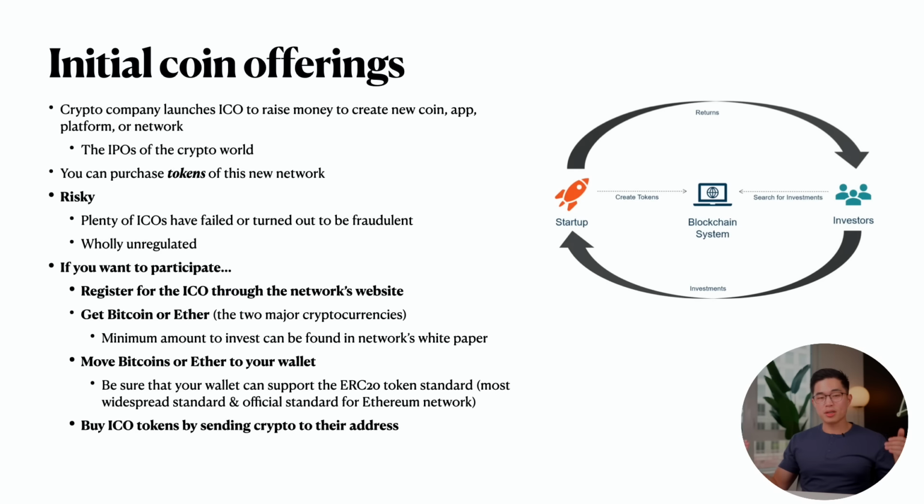Since crypto is such an unregulated space, there have been many failed ICOs as well as fraudulent ICOs. But if you do want to take a shot and take a gamble, you can basically register for the ICO through the network's website. You'll move your Bitcoins or Ether to the wallet, and then you're going to buy ICO tokens by sending crypto to their address. A lot of ICOs were scams back in 2017, 2018, so I definitely recommend avoid these if you can.